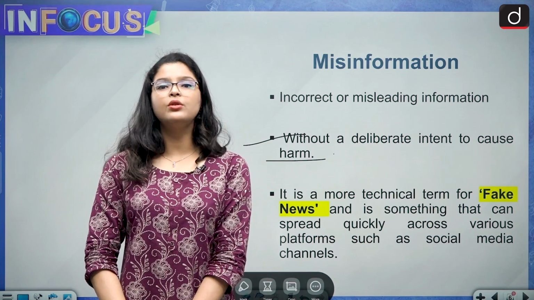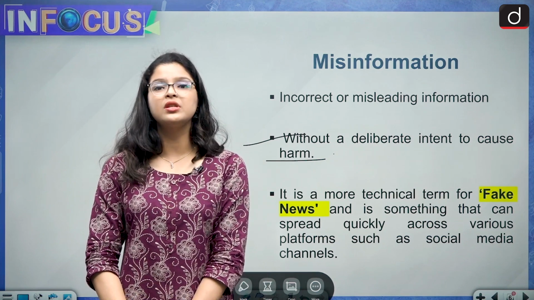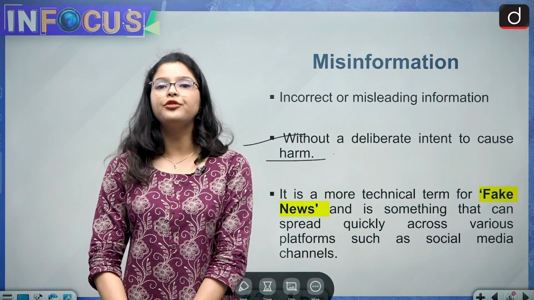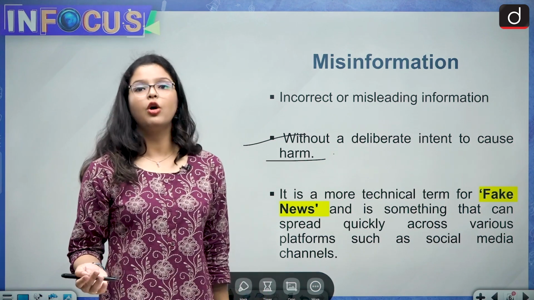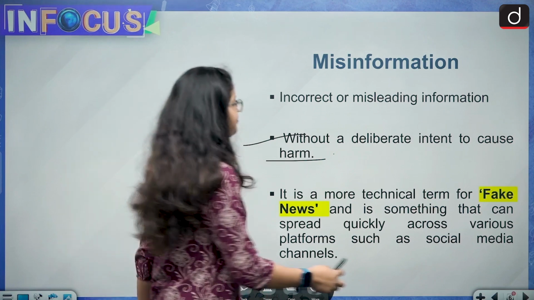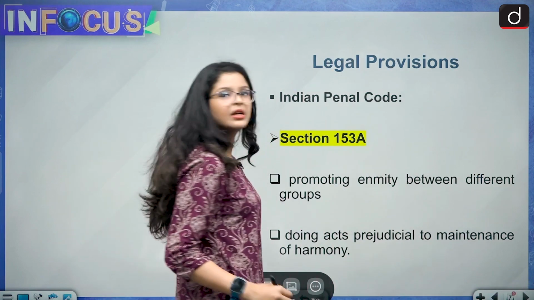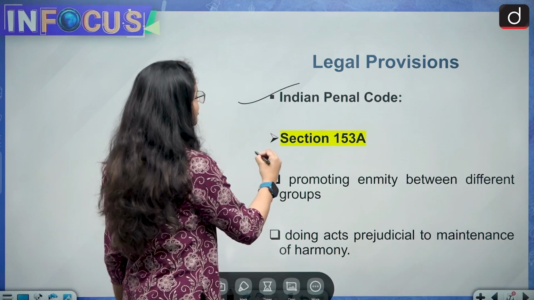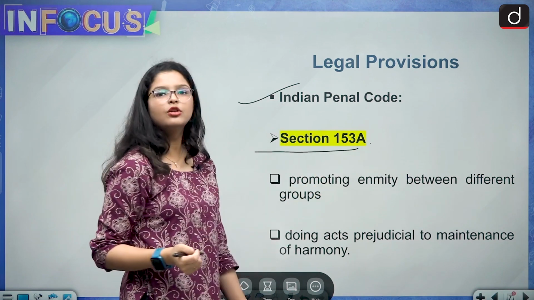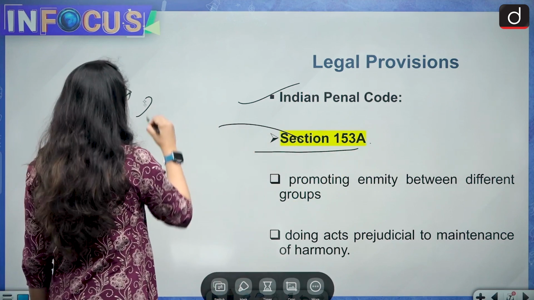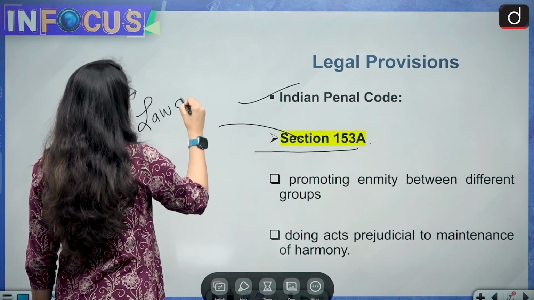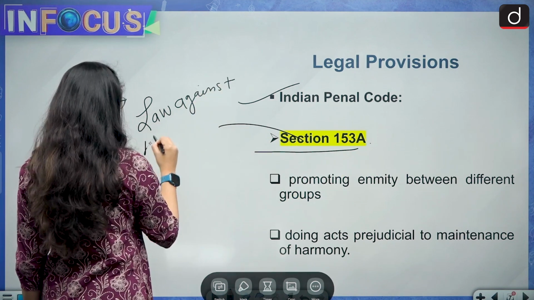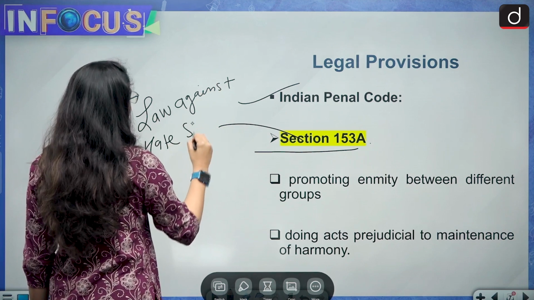Now let us proceed to understand what are the legal provisions in the Indian legal framework to curb the spread of fake news or misinformation. So firstly, we will be discussing the legal provisions under the Indian Penal Code. Your first provision is section 153 clause A, also known as the law against hate speeches.